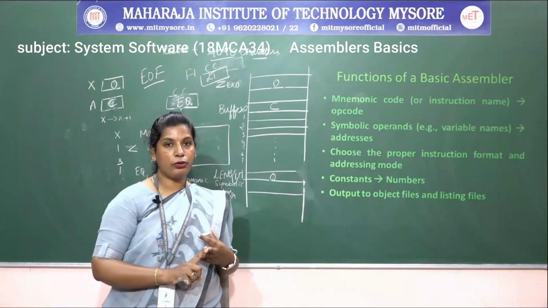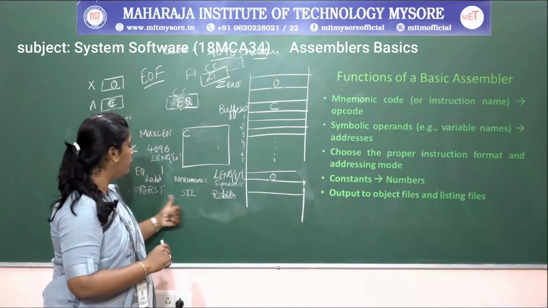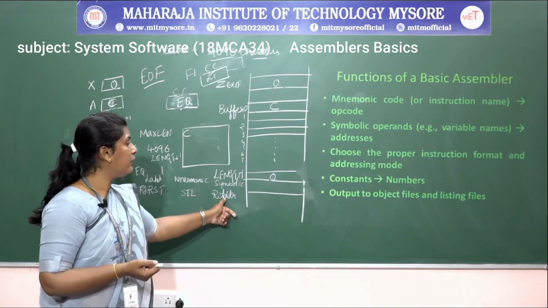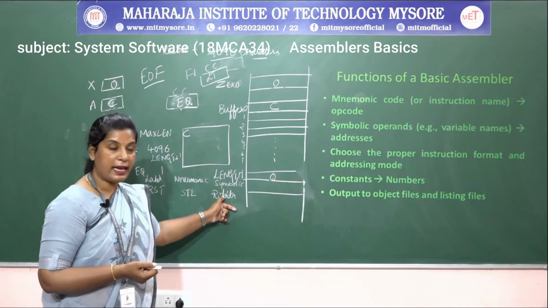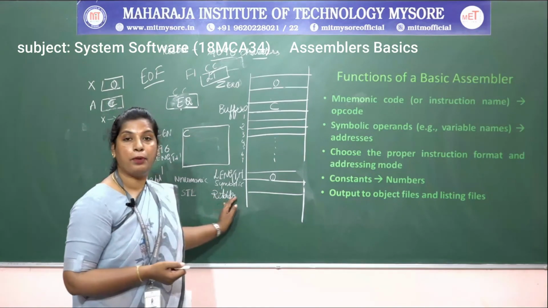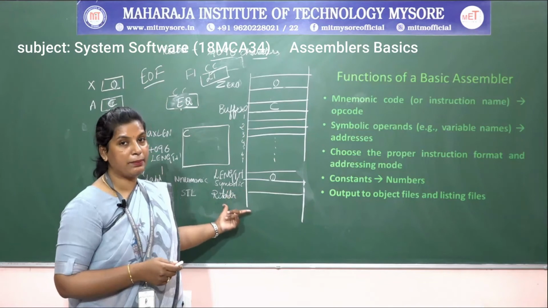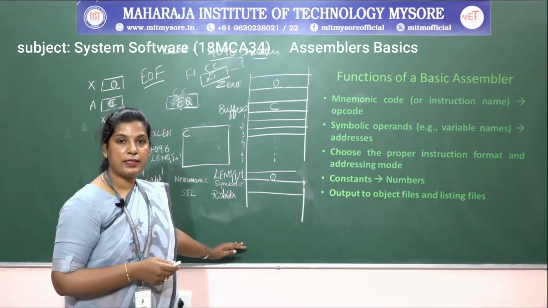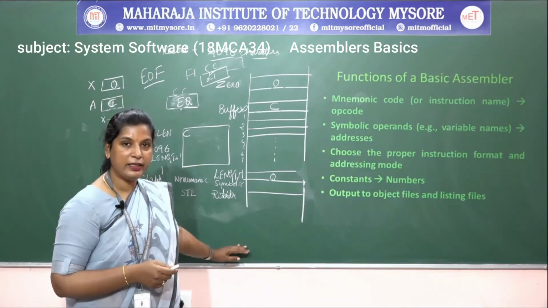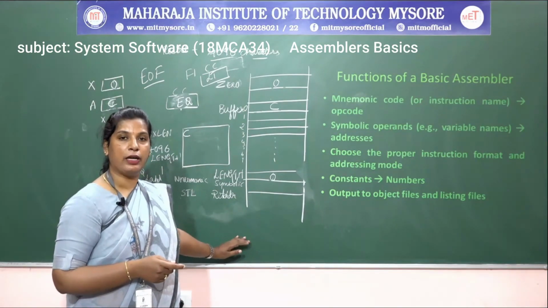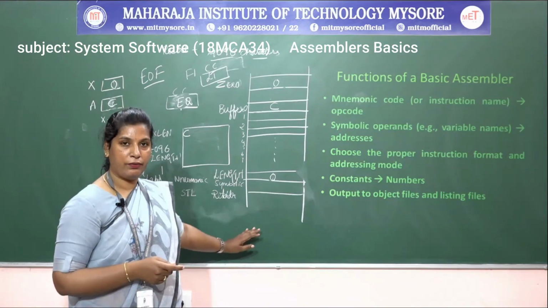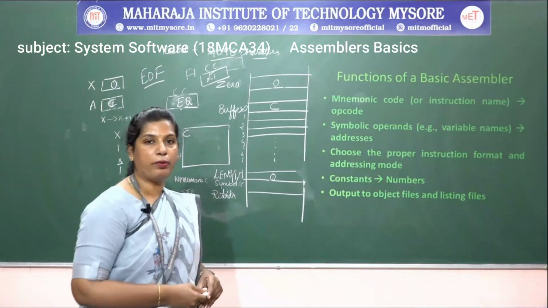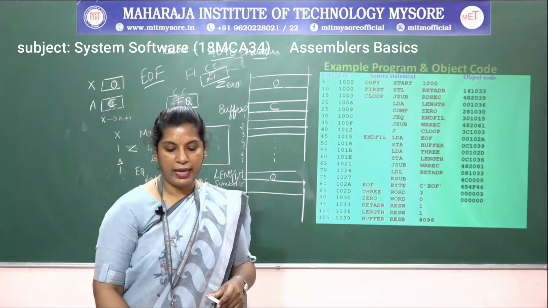So the assembler first converts the mnemonic value into its equivalent opcode. After that it converts the symbolic operands into addresses. Then it chooses the proper instruction format and addressing mode for assembling the object code for that particular instruction. If any constants or variables are defined in the program, it converts each variable value into its equivalent constant. Then it writes to the output file. This is the main function of an assembler.